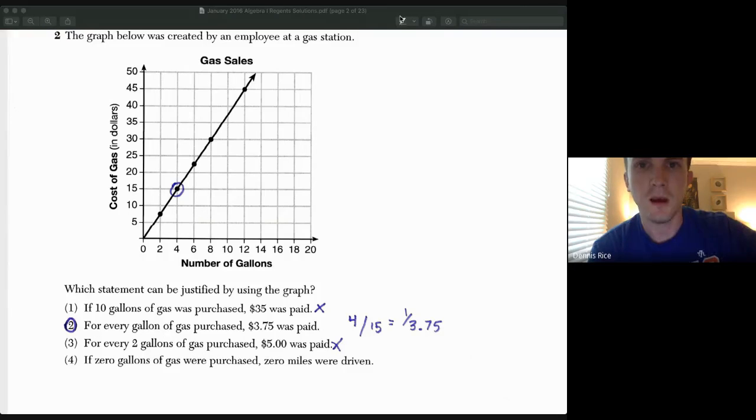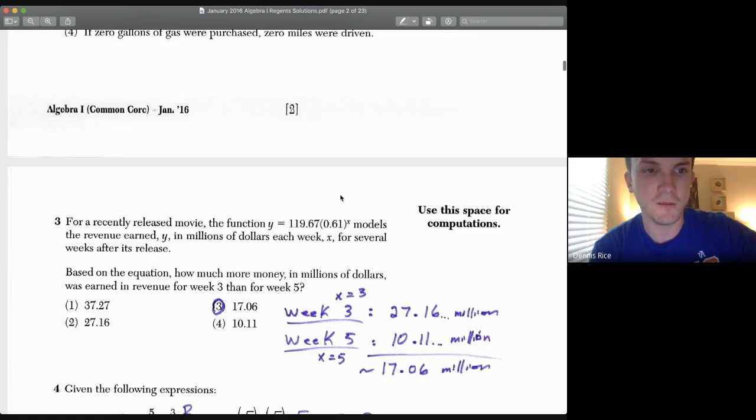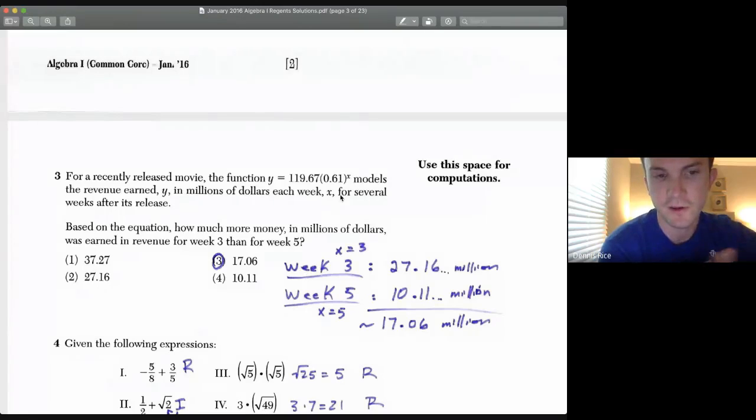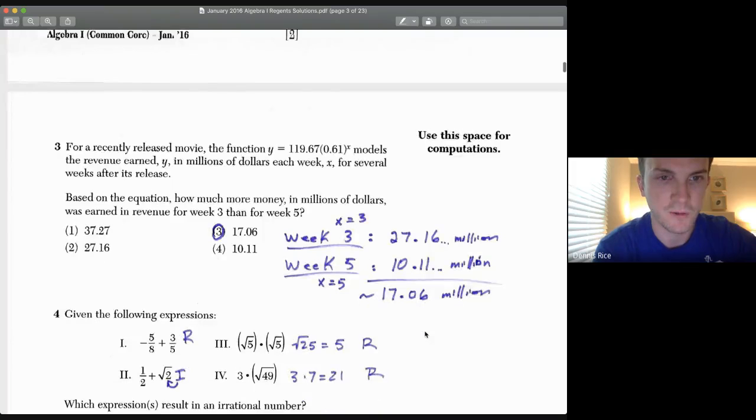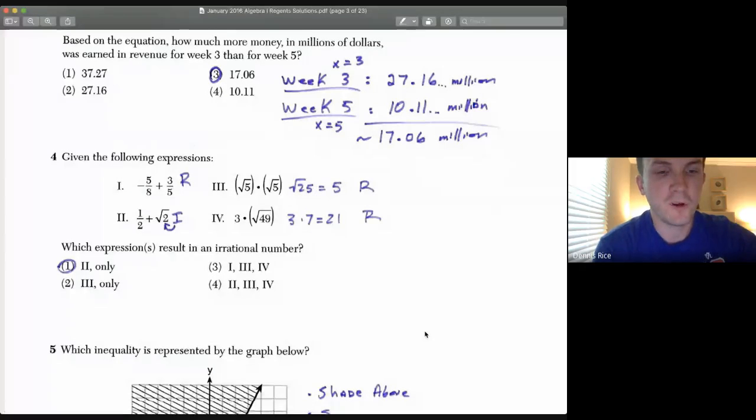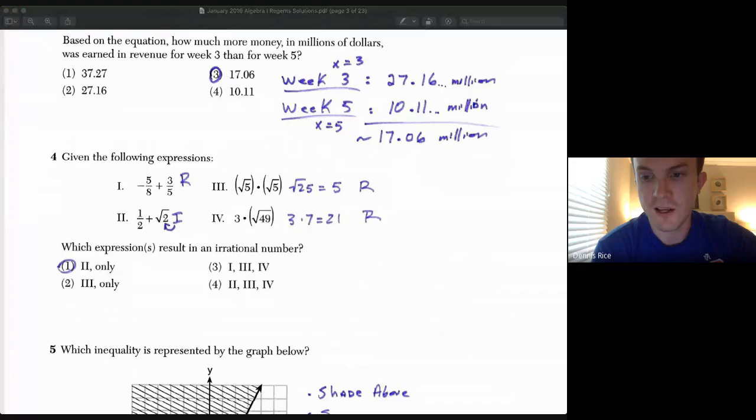Okay. For number 3, exponential function, we saw questions kind of like this in yesterday's lesson. Week 3 versus week 5, plug in a 3, plug in a 5, subtract the 2 because it does say difference. It's about 17.06. Number 3. For number 4, which one results in a irrational number?